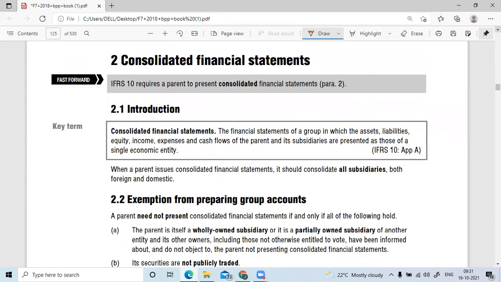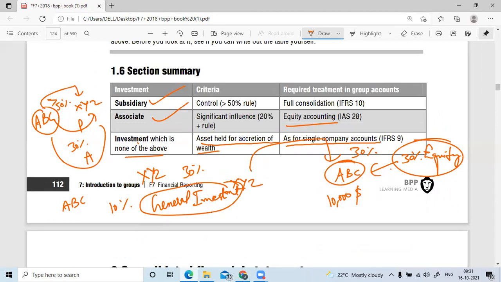Sir, here in the first one, when ABC invests greater than 50%, it is called parent, right, sir? Didn't I say parent then? Yes, a parent only. Next, when this ABC invests 10% in any other company, what will it be for the other company, sir? In the first case it was called parent. In this case, I said 10%, it is a general investment. It's a normal investment, that's it. Okay, sir.